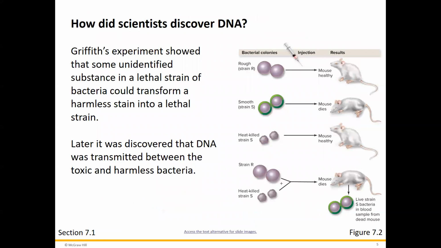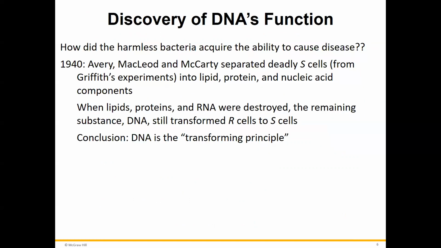So indeed, his experiment showed that some unidentified substance in a lethal strain of bacteria could transform a harmless strain into a lethal strain. As work progressed and time passed and analysis was done, they finally came to the realization that it was DNA that was transmitted between the toxic and the harmless bacteria. So how did the harmless bacteria acquire the ability to cause disease?